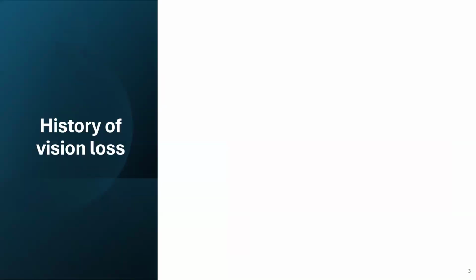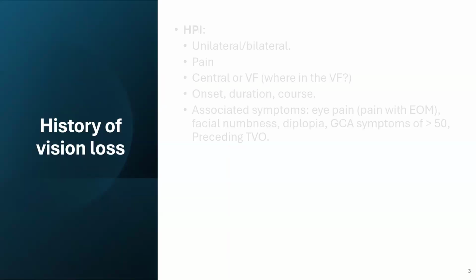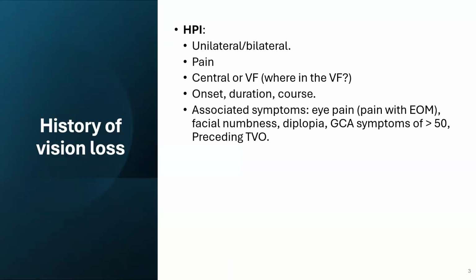If you have a differential in your mind, you can ask the question: is it unilateral or bilateral? If it is bilateral, think about bilateral eye conditions or bilateral optic neuritis, for example, or a chiasmal or retrochiasmal condition if it is involving the visual field. Is there pain or not? If the patient is saying, I have vision loss, is it in the center or in the visual field? When did it start, and for how long? Is it getting worse or is it stable?